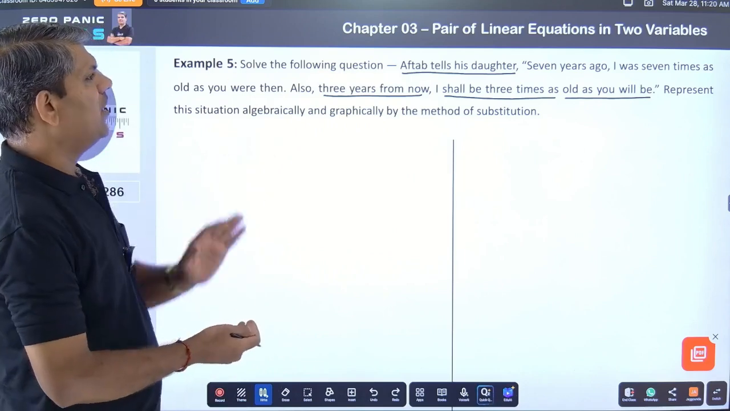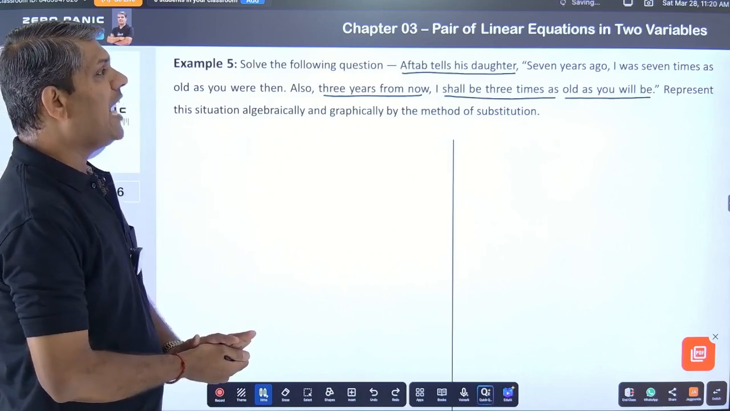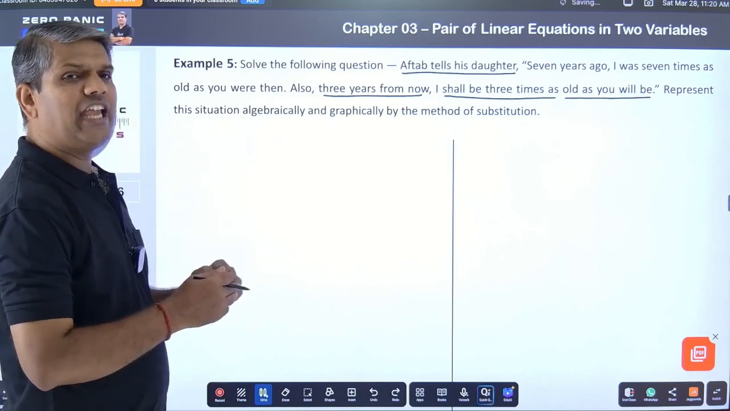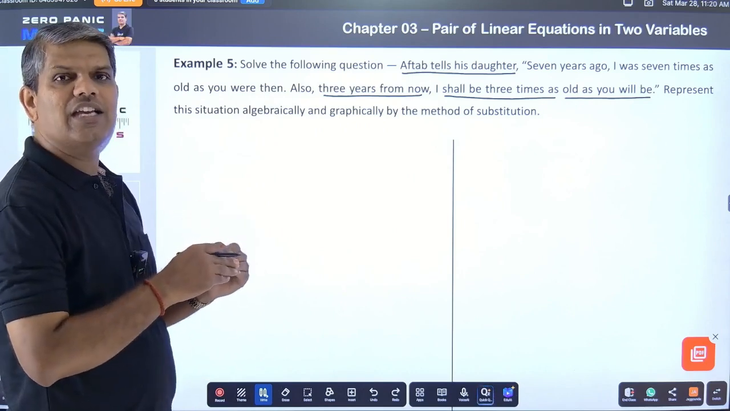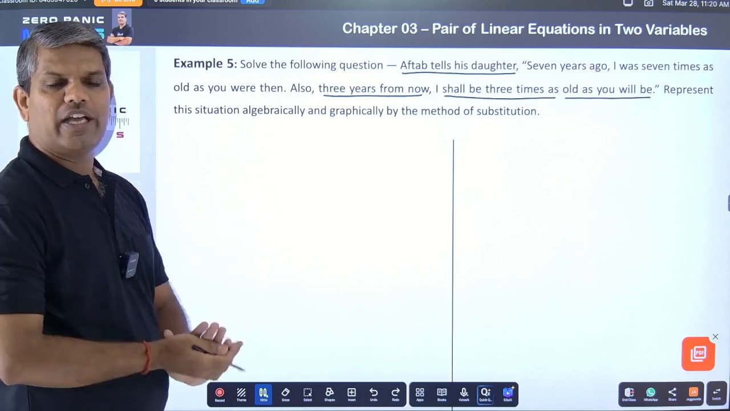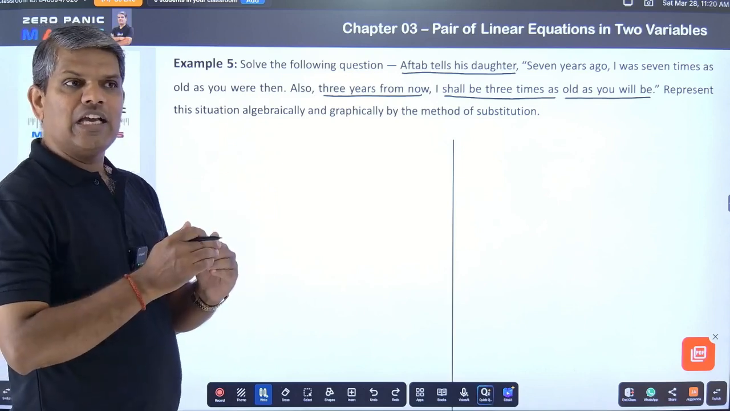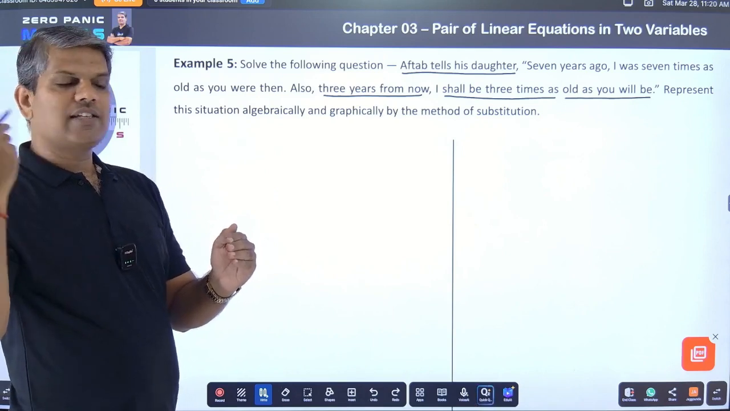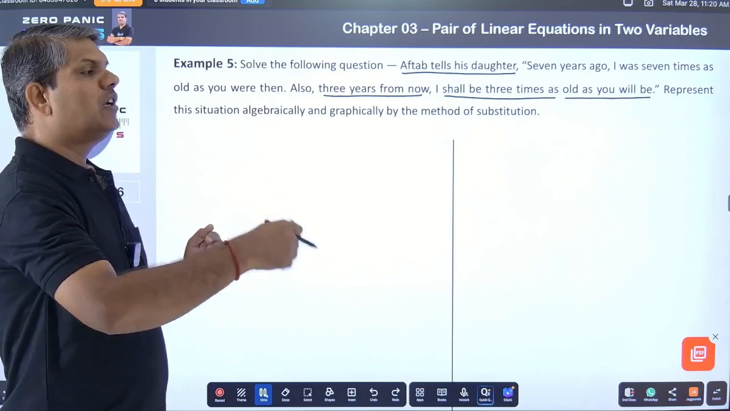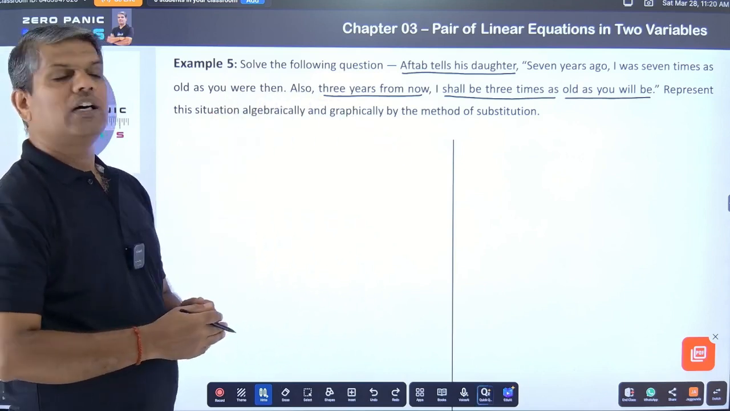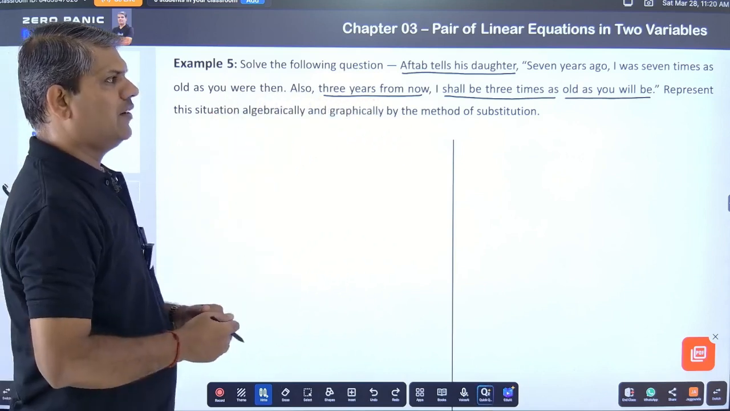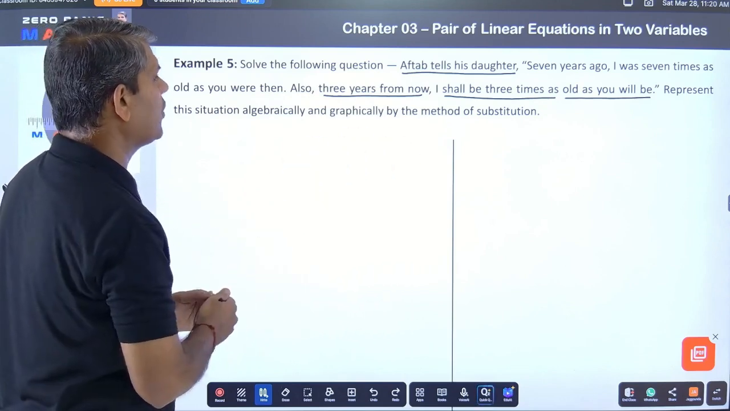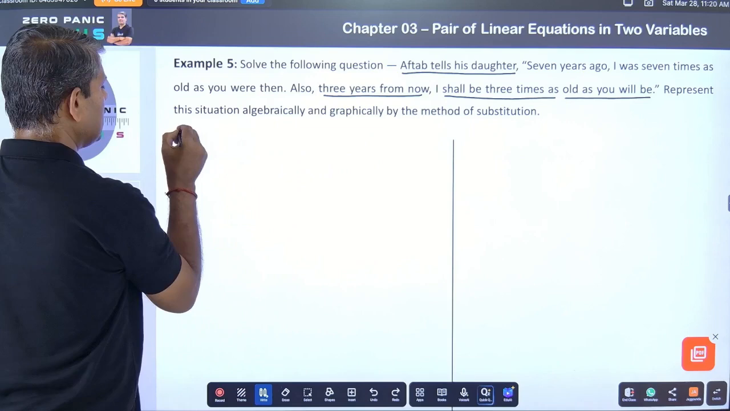Let us first represent Aftab's current age and his daughter's current age as x and y. So based on the current age, we can subtract 7 to go back 7 years, and we can add 3 so that we go 3 years ahead, or 3 years from now. Okay, listen carefully.